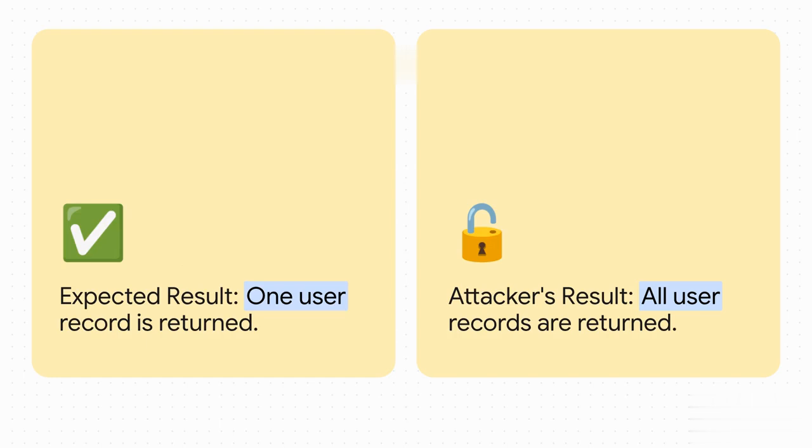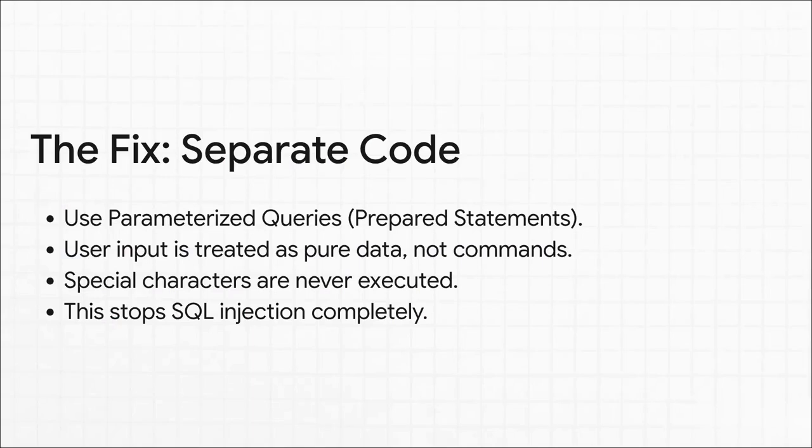And here's the payoff. Instead of the database finding one user, it gets tricked. That little OR 1=1 piece is always true, so the database says sure thing and returns every single user in the table. Just like that, the attacker has bypassed your login and is walking away with your entire user list.